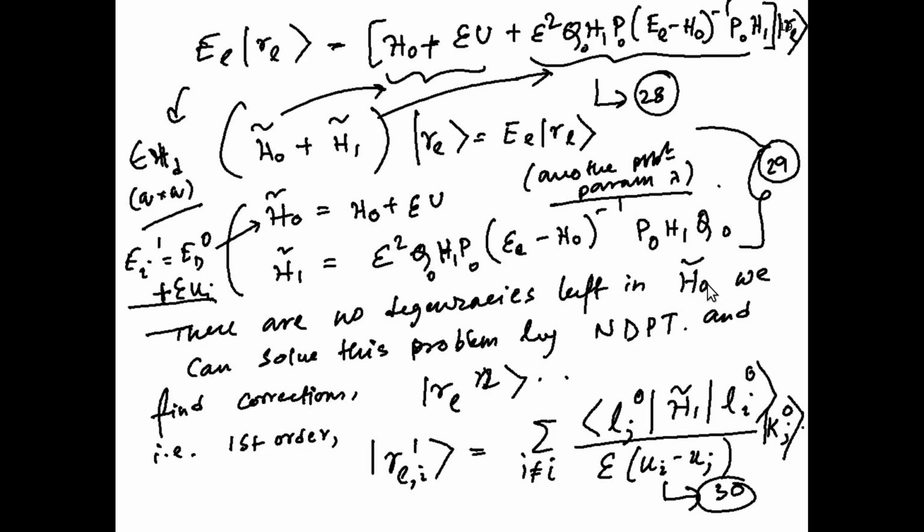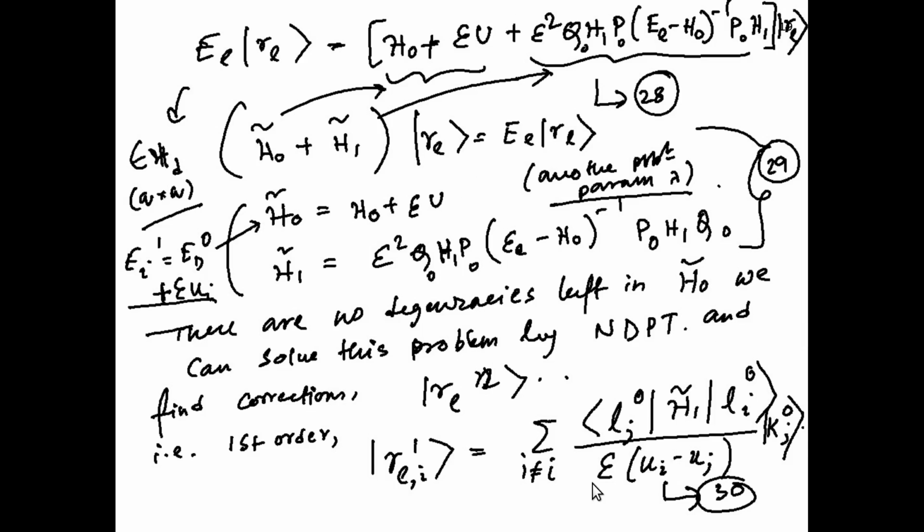And now, since H naught curly has no degeneracies left, we can solve this problem by non-degenerate perturbation theory and find the corrections R_L^n, where n is the order of the correction. So, the first order is, using the formula which we learned before, R_L^1 is this formula in equation 30 when I apply it in this context.